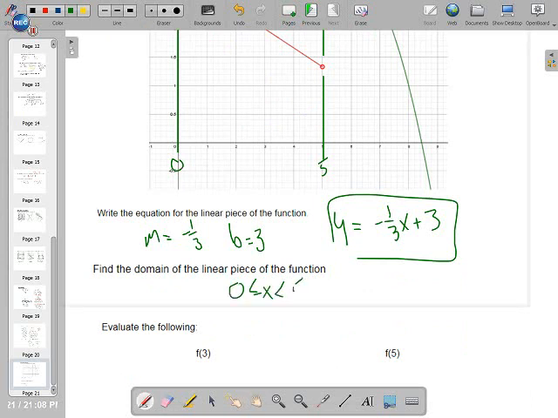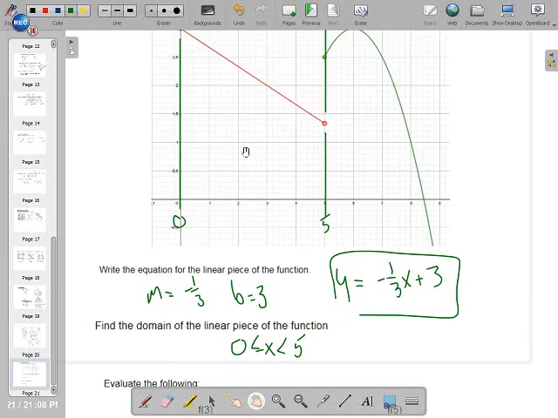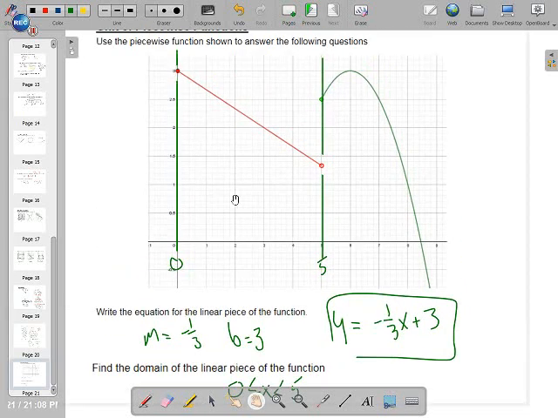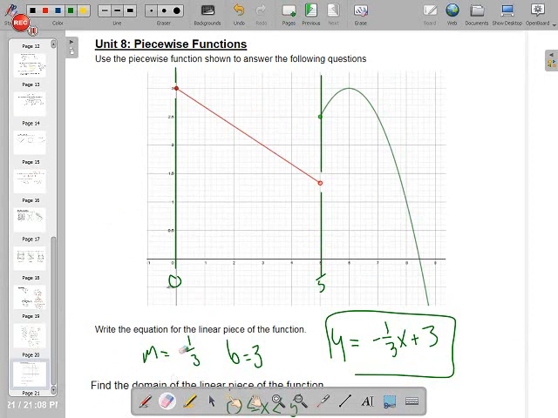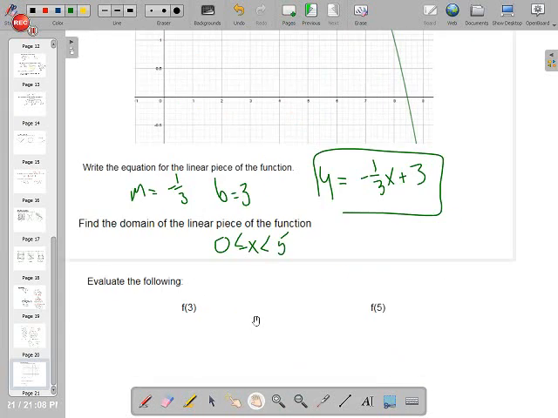The reason we have a less than or equal to is because it's a closed circle. The reason we have a less than and not less than or equal to is because it's an open circle. It can't actually equal 5, because if it equals 5, guess where it's going to go? Up here, in that closed circle. Which, hey, that's one of the questions I'm going to ask you now.